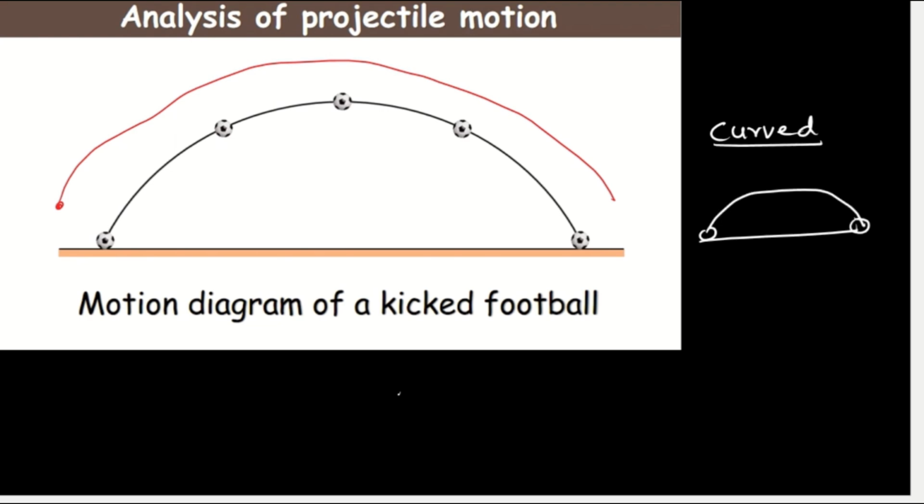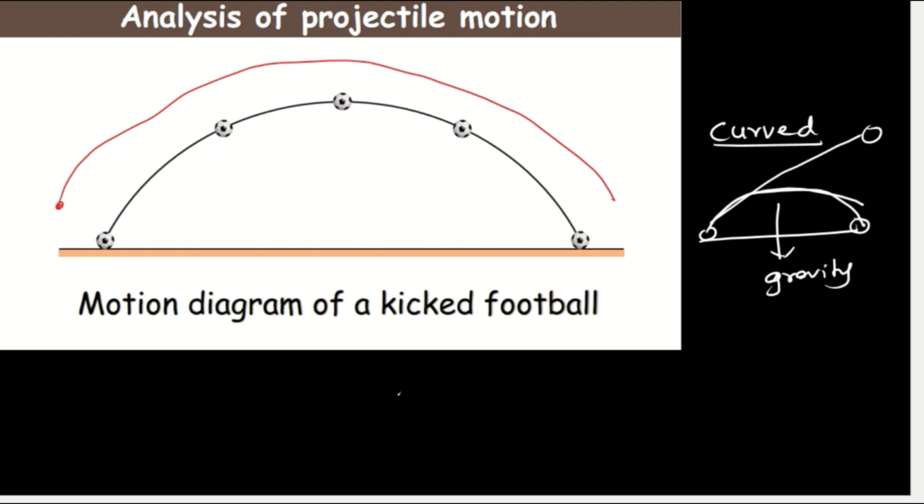If no force acts, the football will go like this. But here continuously one force is acting. That force is nothing but gravity. So due to gravity, the path is a curved path.